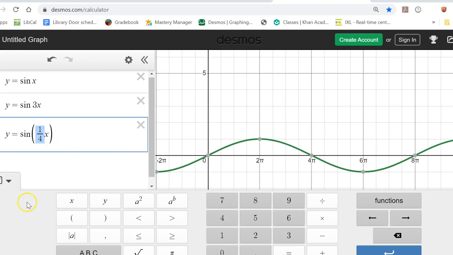Okay, so that's kind of the big idea of this unit, or this section, I should say, and hopefully that will help you with your assignment.